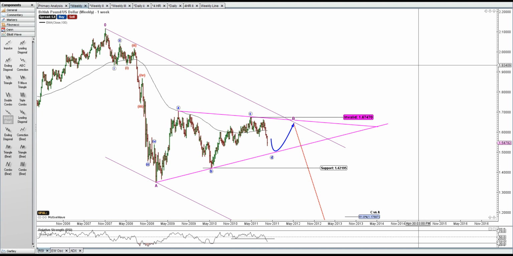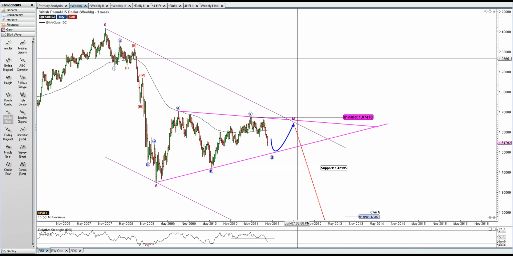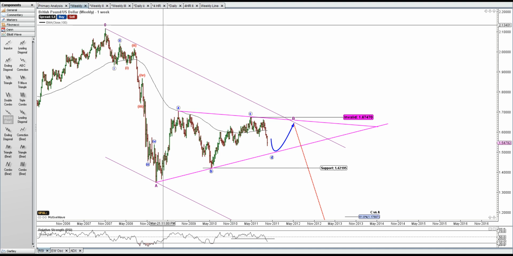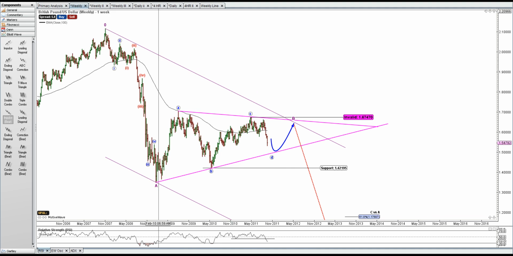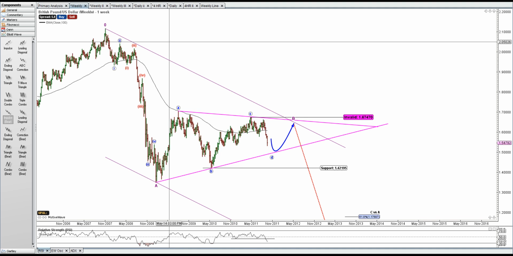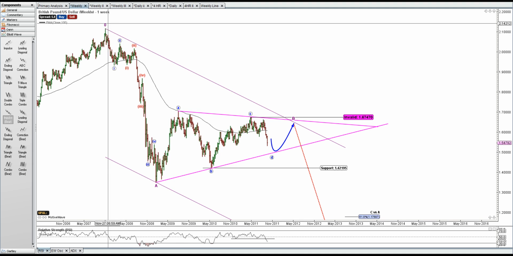I want to try to do some weekend videos on some larger time frames. Right now, I want to look at pound dollar. Got a couple of weekly counts I want to look at, and then I'll break it down maybe to the daily and the 4-hour, either this video or another. But we'll start from the high here.